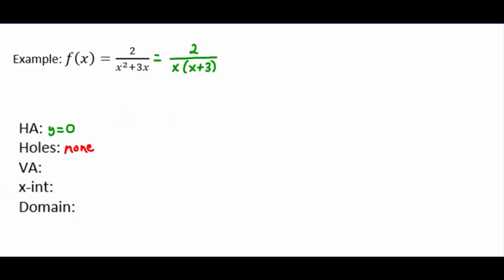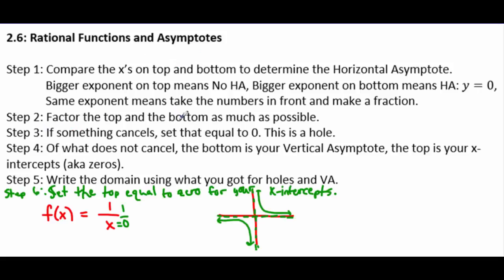Next comes our vertical asymptote. So step 3, if something cancels, set that equal to 0, this is a hole. We didn't have anything. Step 4, of what doesn't cancel, on the bottom, it's your vertical asymptote. Oh, I did put the thing about x-intercepts. We don't need that last step. So on step 4, after you've canceled stuff out, whatever's on the bottom is your vertical asymptote or asymptotes. The top is your x-intercepts, which are also called zeros.